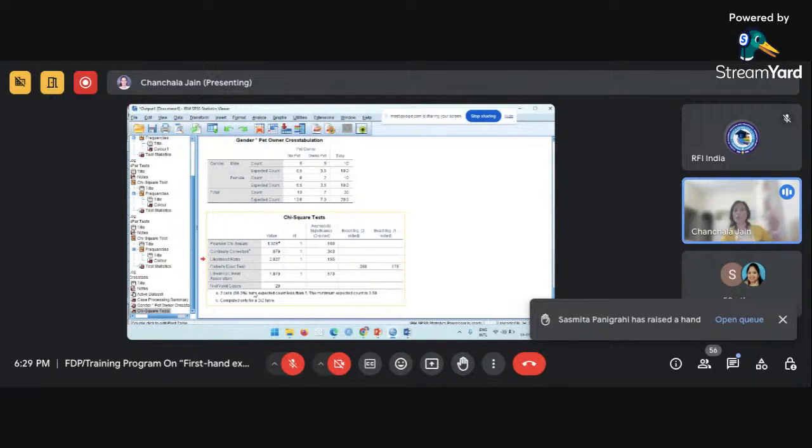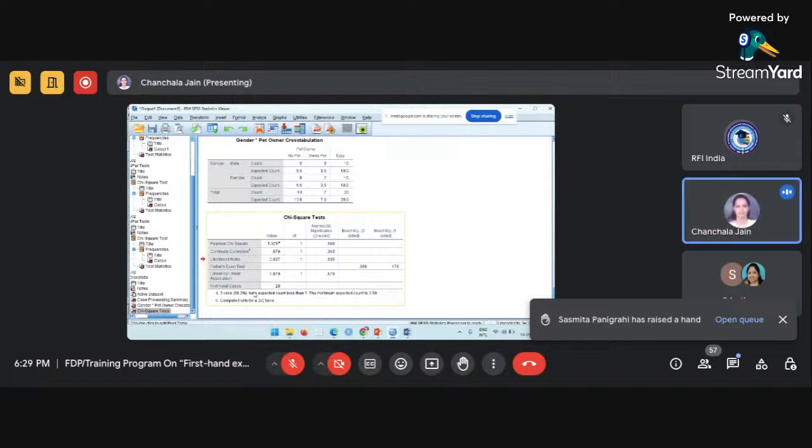And if you can recall the slide I have shown you, up to 20% it is permissible, but more than 20% it is not permissible. That means the assumption is violated by the data. Clear? Yes, ma'am.